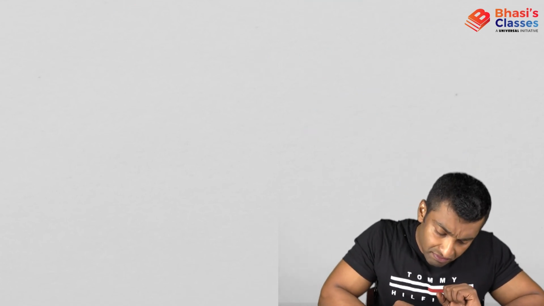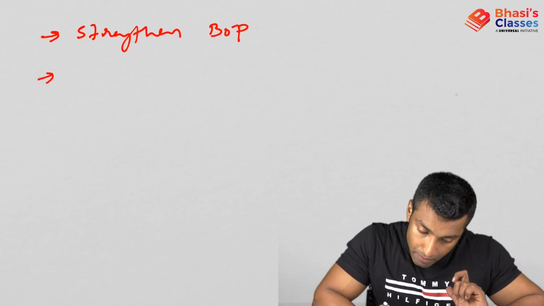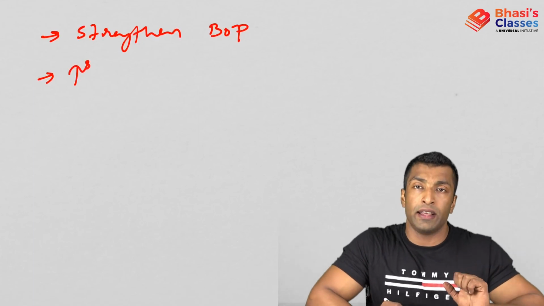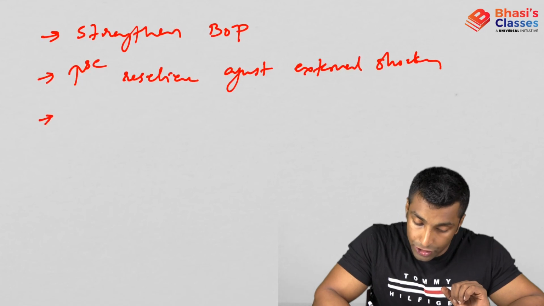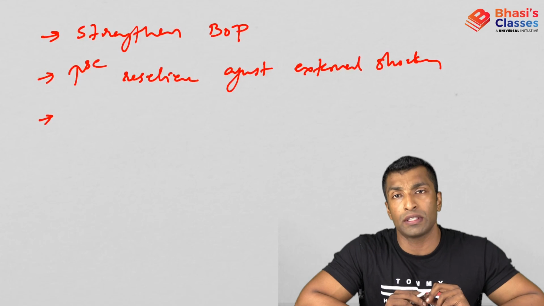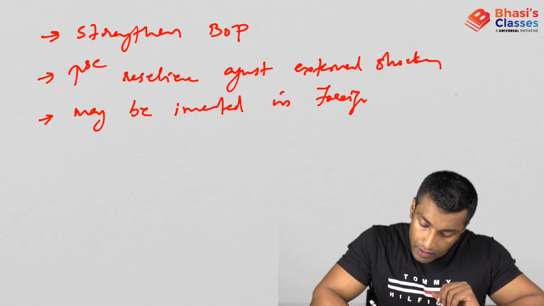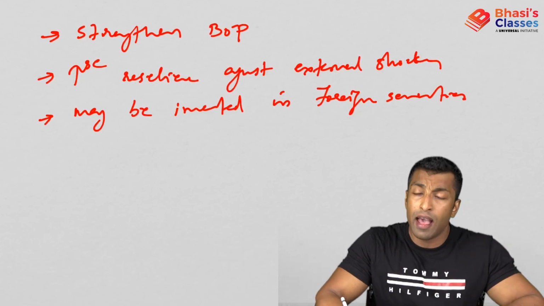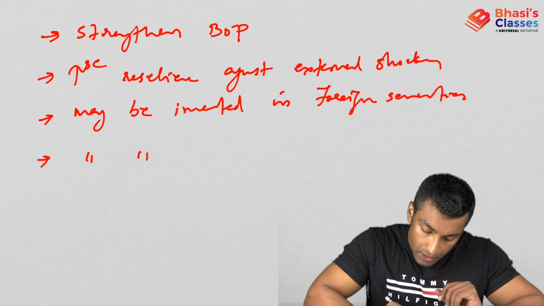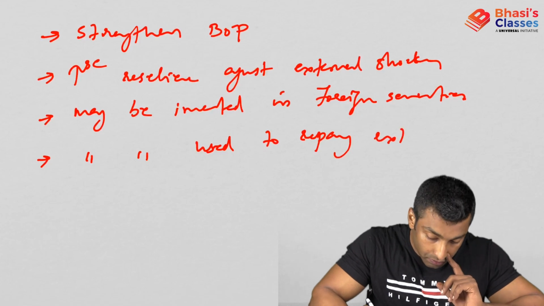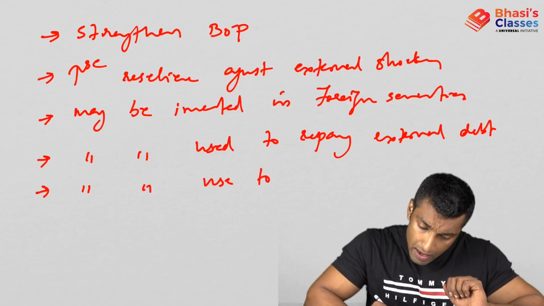Now let's also talk about the advantages of holding huge forex. So what are the advantages of holding huge forex? It will strengthen BOP. Secondly, it will increase resilience against external shocks. And you can invest this in foreign securities also, because if you invest, you may get some interest, and that interest can be used for some other purpose. Okay, and you can use this to pay your external debt. If you can use that to pay your external debt, your interest burden will actually come down. So current account deficit can come down.